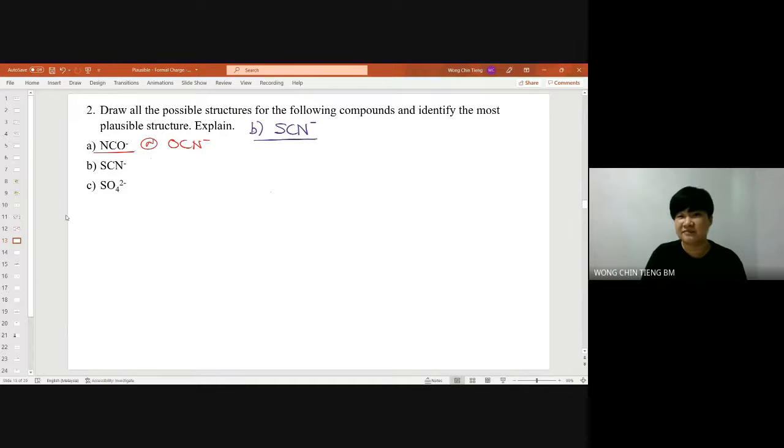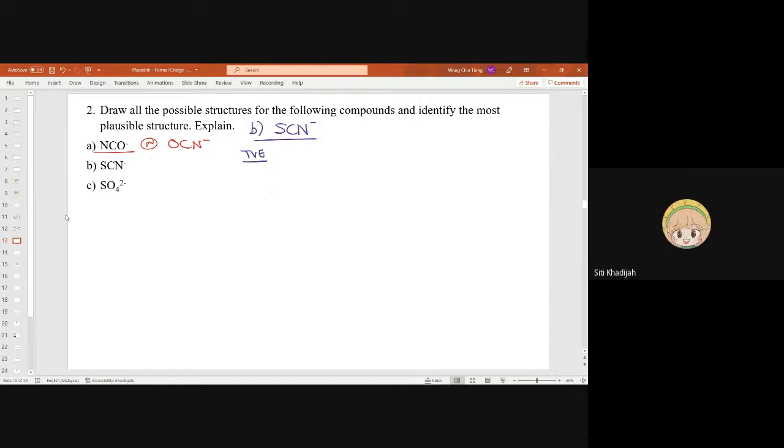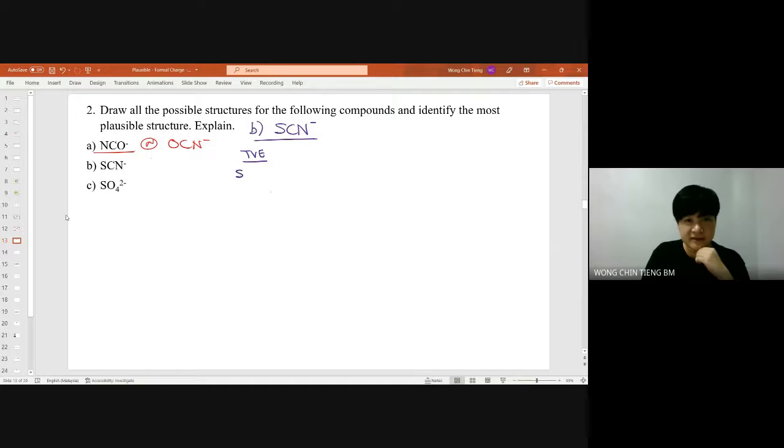Saya nak bincang SCN. Okay? Alright. Have you drawn? If you have, I think your total valence electron. Can I have the total, please, Khadijah? You're so quiet today. 16. Let's see, my sulfur is 6, carbon is 4, my nitrogen is 5, my charge over there is -1, so tambah 1, I have 16, okay?